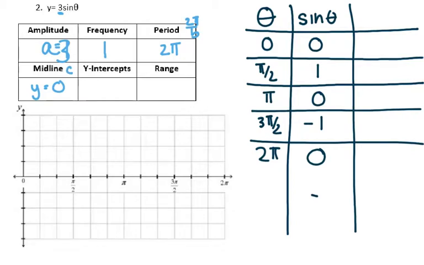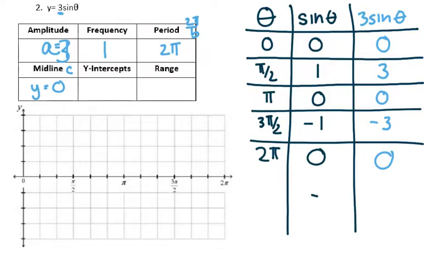Now, because my amplitude is changing by a factor of 3 here, that means the height is going to increase. Essentially, all we're doing with this is multiplying each of our sine theta values by 3. So 3 sine theta would become the function: 0 times 3 is 0, 1 times 3 is 3, 0 times 3 is 0, negative 1 times 3 is negative 3, and 0 times 3 is 0. So those 5 points end up being my function 3 sine theta.